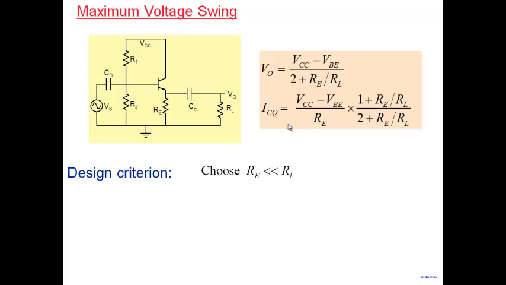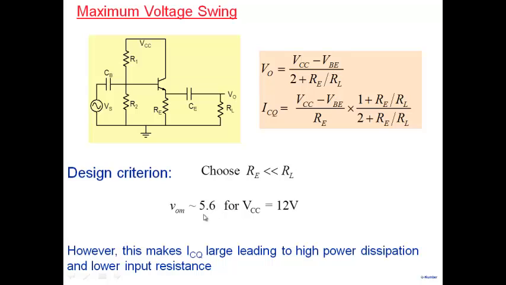Now, to get the best possible swing for a particular VCC and particular RL, you can note from this expression that you need to make RE much smaller than RL. If you do that, you can get a swing which is VCC minus VB by 2. For example, if I have 12 volts, and this is 0.7, then 12 minus 0.7 is 11.3 divided by 2. So roughly 5.6 is the maximum swing that you can get here.